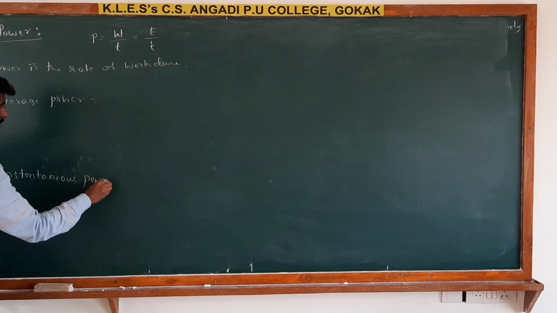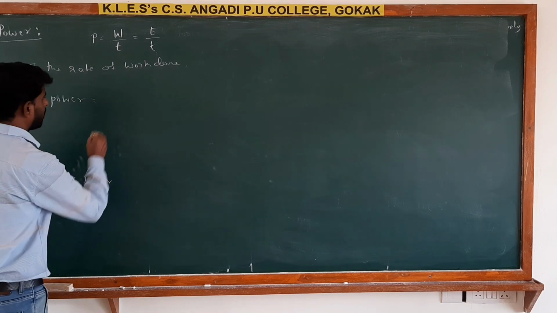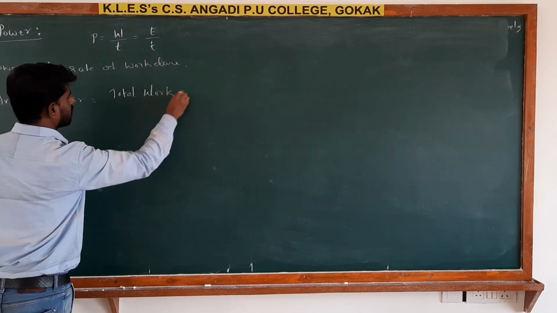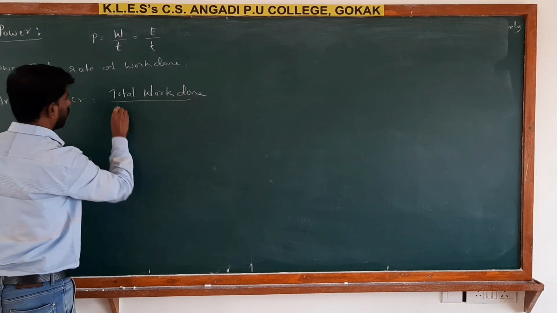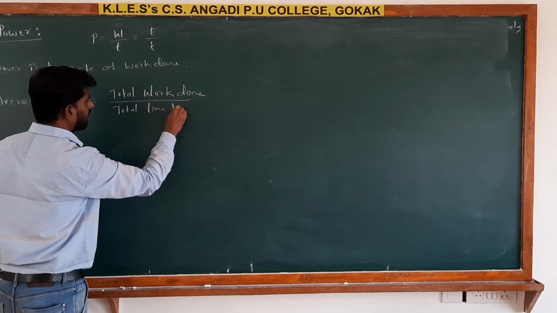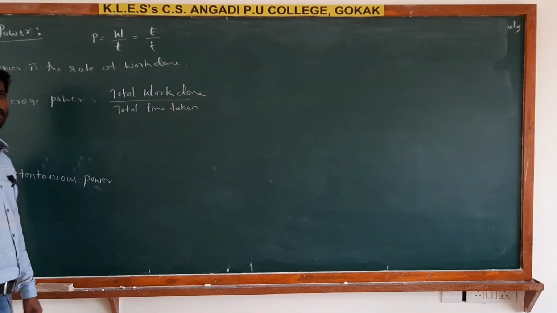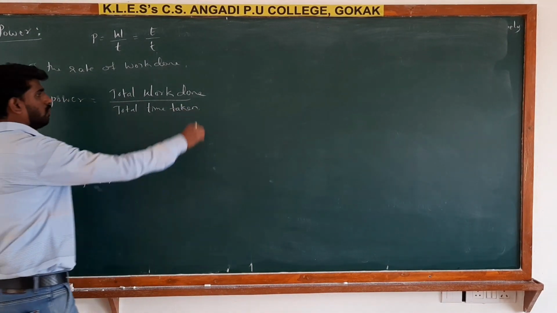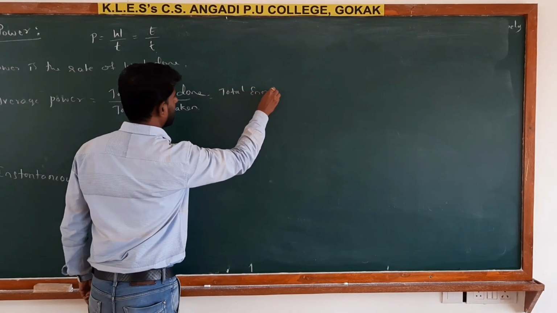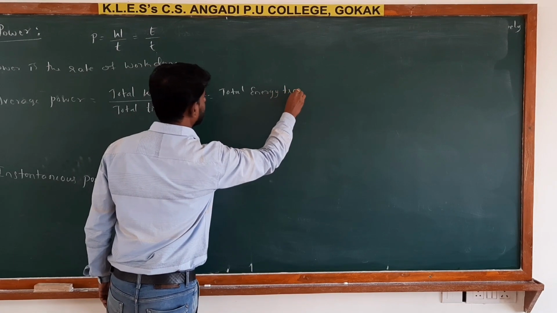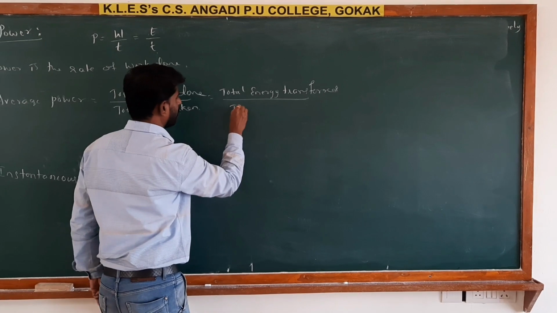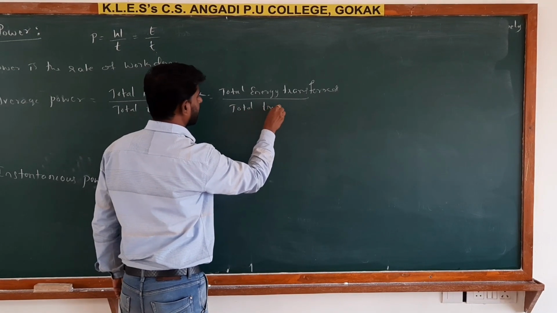Instantaneous power, average power or instantaneous power. Average power, how to get the average power? We can get it as total work done divided by total time taken. Or you can write it as total energy transferred divided by total time taken.